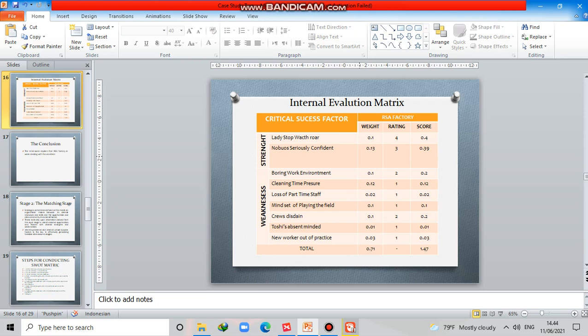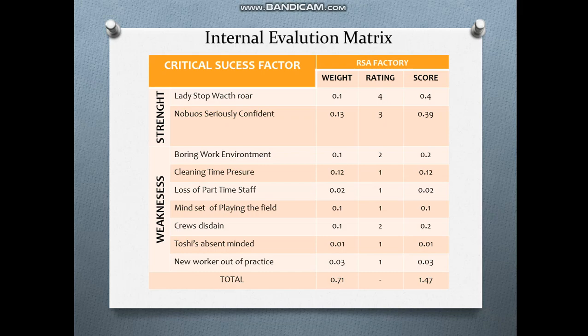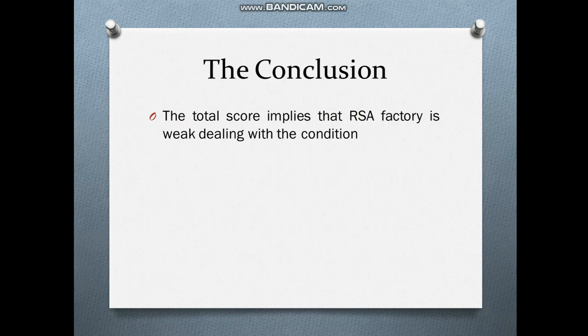Continuing the internal evaluation metric implementation, or internal evaluation metric analysis here. Based on the analysis, we can directly calculate, and the final score here is 1.47. So what is the meaning of the score?